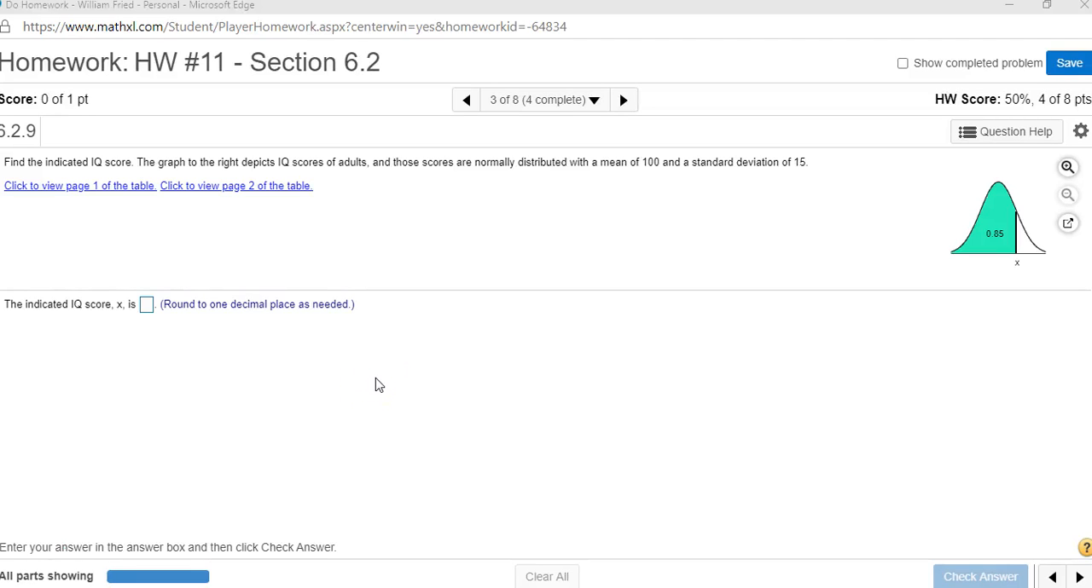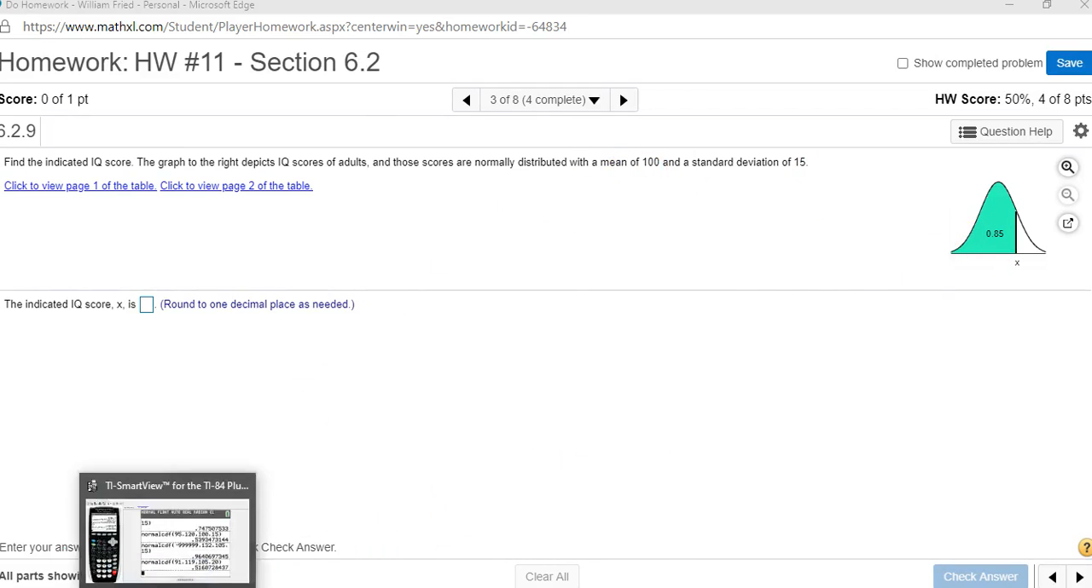I want to do a couple of examples of using InvNorm on the calculator with any normal distribution. With InvNorm, the question will give you an area or a percentile or cutoffs, and that's when you'll use InvNorm. In this example from the homework, they say that 0.85 is the area to the left of this particular x value. They want you to find the x value.